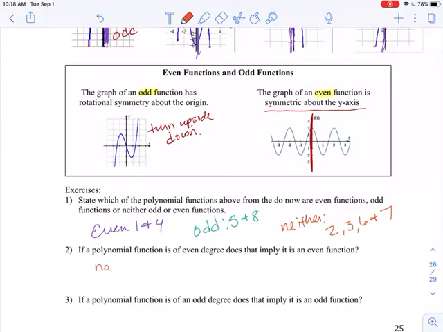If a polynomial function is of even degree, does that imply it's an even function? Absolutely not. Let me just draw an example for you. If both ends are going up, this is an even degree, but it's not an even function because it is not symmetric about the y-axis. So it's an even degree, but it's not an even function.